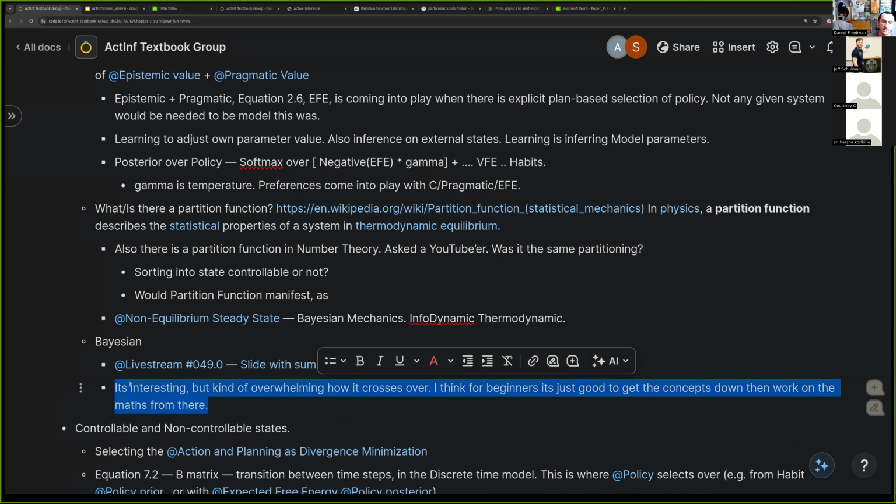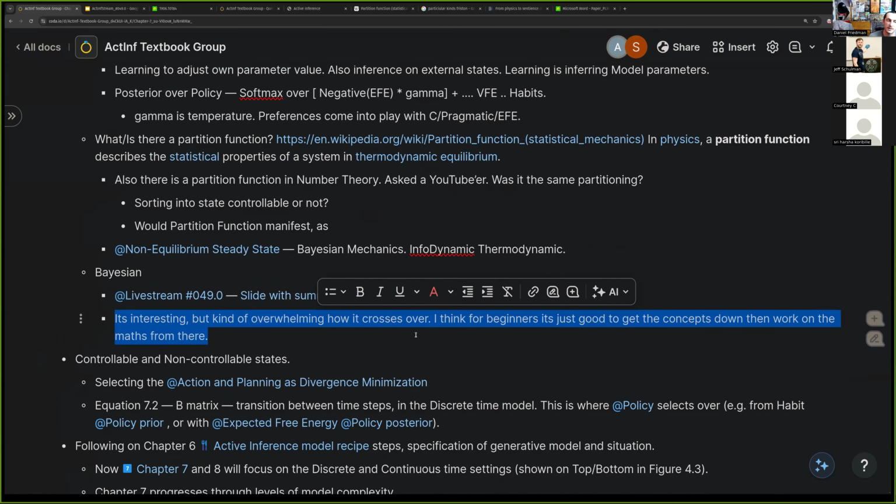Yeah. Sorry, Daniel, what were you referring to in terms of the linear algebra and the stochastic probability?